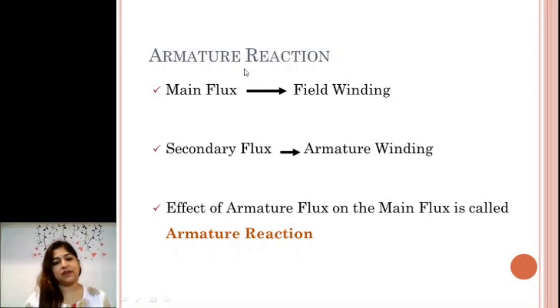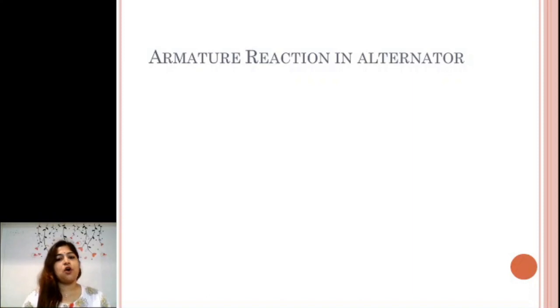Now when we say effect, what kind of effect? Either it is distorting or it is demagnetizing or it is magnetizing. Let's see. The effect of armature flux on the main flux depends upon the kind of load you're connecting. Yes, armature flux will be produced only when you have load connected to the alternator. In the no load condition, armature flux will be absent.